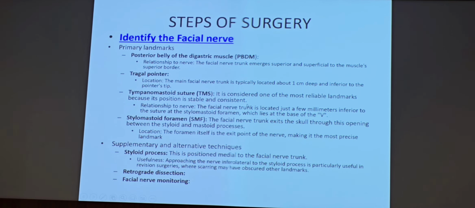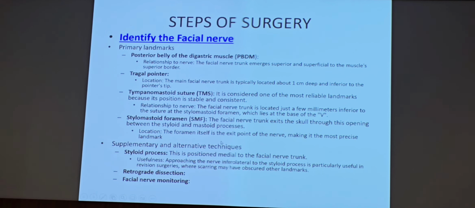It's a V-shaped defect at the base between the mastoid and the tympanic bone. And the stylomastoid foramen is like, if you have reached the stylomastoid foramen, you have gone too deep. And what are the other techniques? You can identify the styloid process in case of revision surgeries.